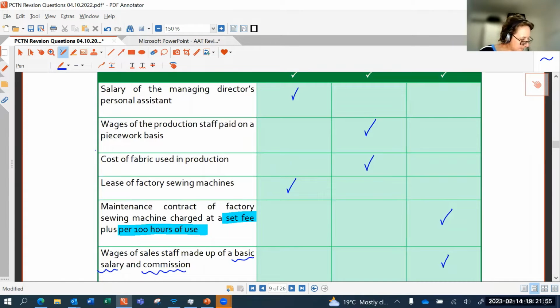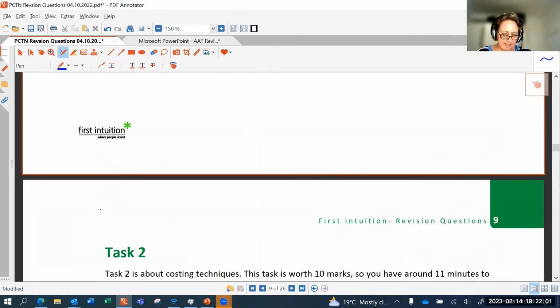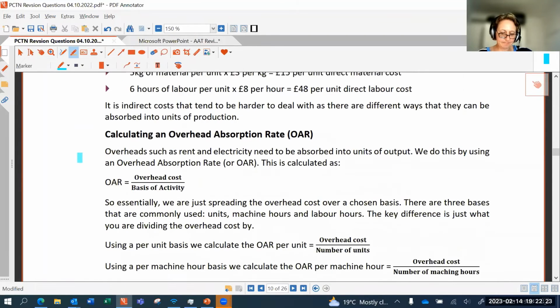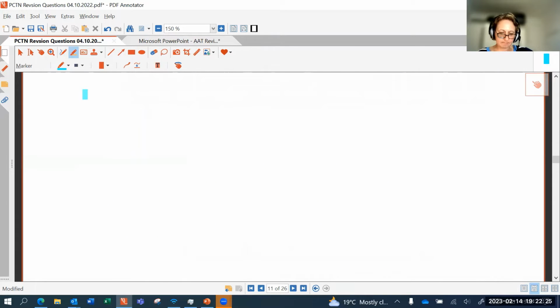Okay. So we're going to go to task number 2 next then. The plan was to have a look at a couple of tasks this evening. So task number 2 starts off in exactly the same way. Tells you how many marks it is, how long we get to do it, runs through the task briefing, some excellent revision notes there for you as well. If you find the task quite tricky, you may want to review those revision notes at some stage. Right.